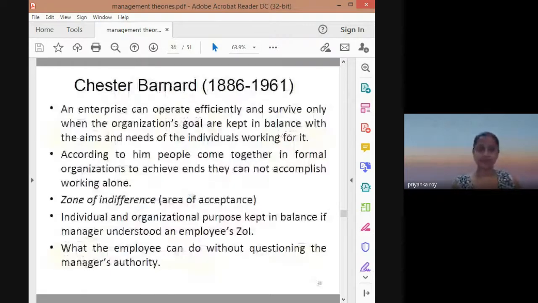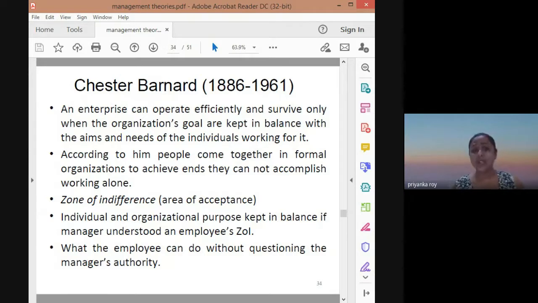Like Chester Barnard says that an enterprise can operate efficiently and survive only when the organization goal is kept in a balanced system. According to him, people come together in formal organizations to achieve ends they cannot accomplish working alone. So the zone of identification, that is the area of acceptance, is given here.